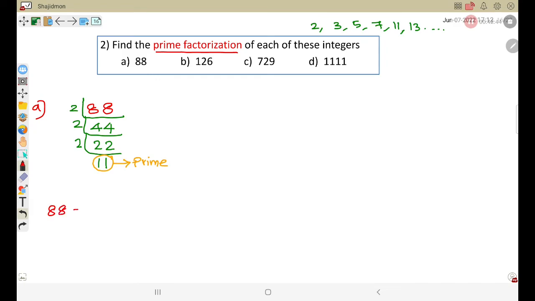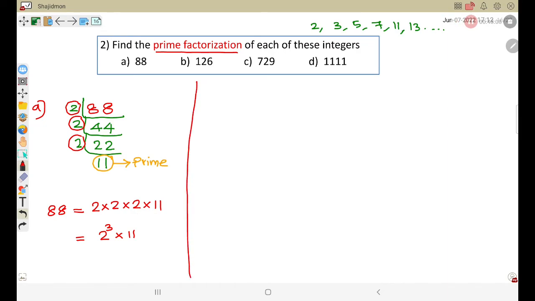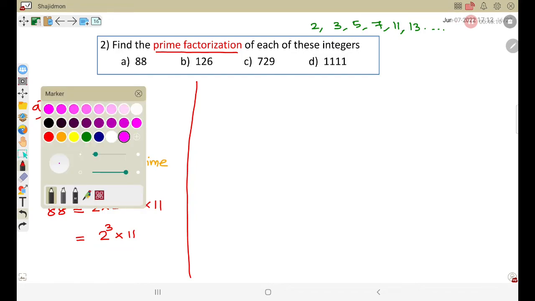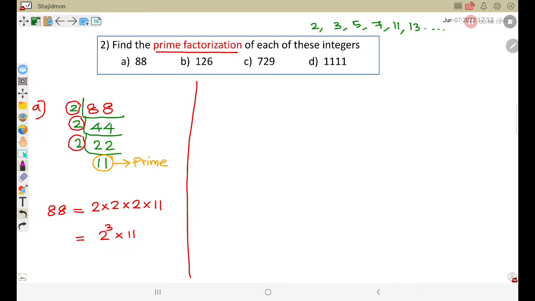88 means, how can we write the answer? 2 multiply 2 multiply 2 multiply 11. Or how can we write that? How many times is 2 coming? We have 3 times, correct? So 2 power 3 multiply 11, because 2 is coming 3 times, 2 multiply 2 multiply 2. I hope you understood how we are writing prime factorization.